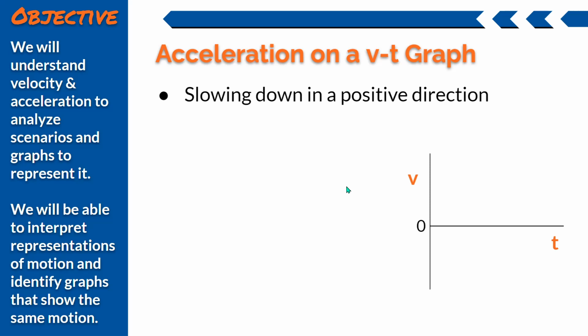All right, slowing down in a positive direction. Let's talk about what that will look like. If I am in the positive direction, I'm going to be plotting stuff up here in the positive region of the graph. If I'm slowing down, my line needs to approach 0, because how fast am I going if I'm going 0? I'm not. I stopped. That object is slowing down to a stop. Okay, and it's moving forward.